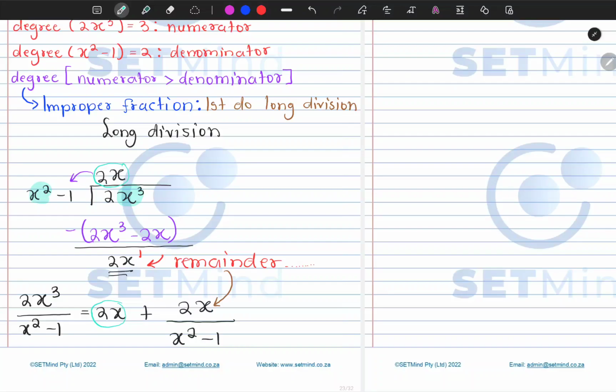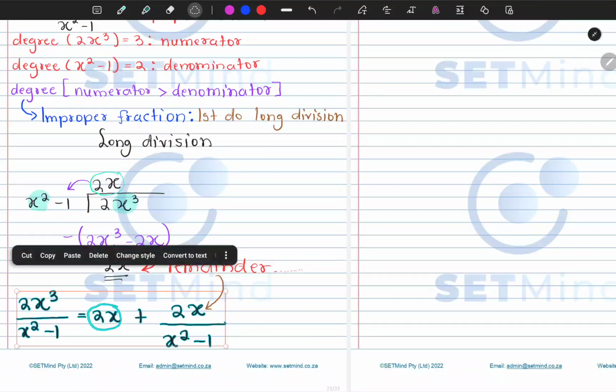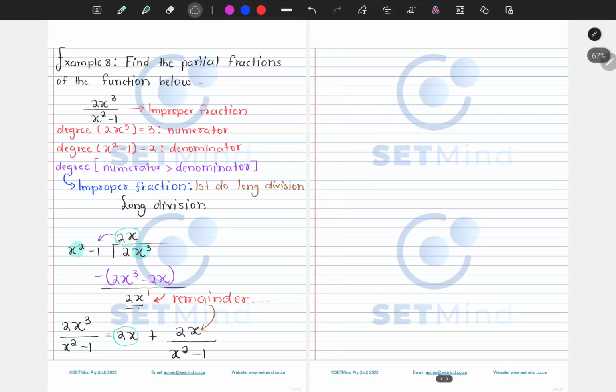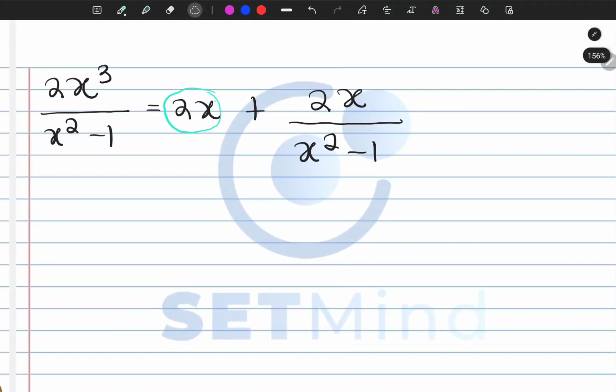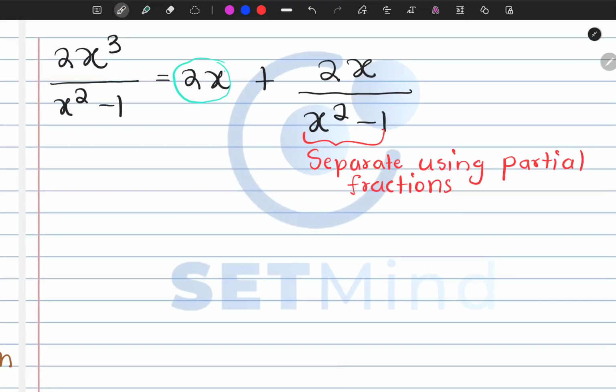Okay, so which means now that this was a partial fractions problem, we need to deal with the second part, which is what we need to break using partial fractions. This part here is our worry. We need to separate using partial fractions. So let's go ahead and deal with that part.